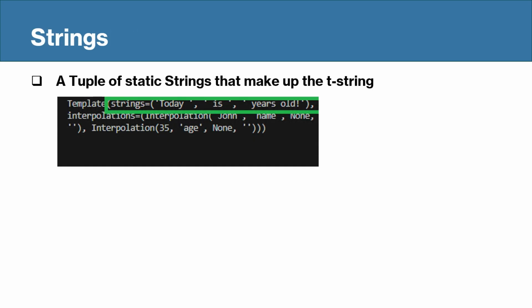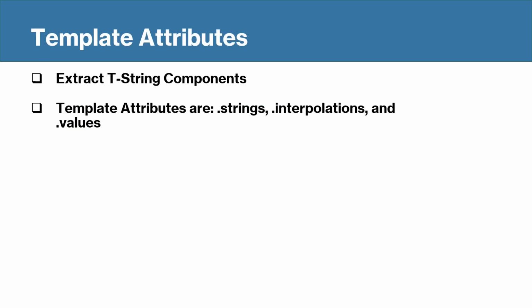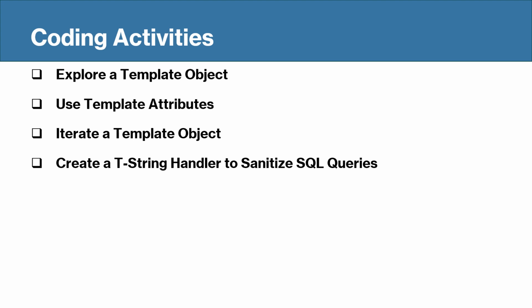Strings comprise a tuple of static strings that make up the T-string. Template objects have template attributes, and they are used to extract T-string components. The template attributes are .strings, .interpolations, and .values. For our coding activities, we will explore the template object. We'll use template attributes. We'll iterate a template object and create a T-string handler to sanitize a SQL query.